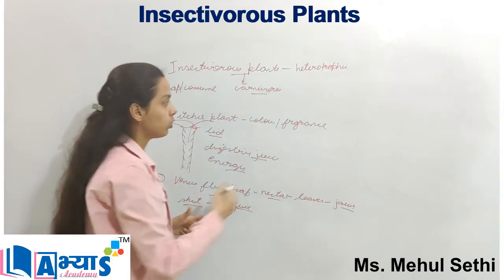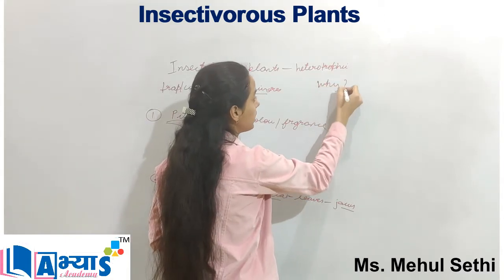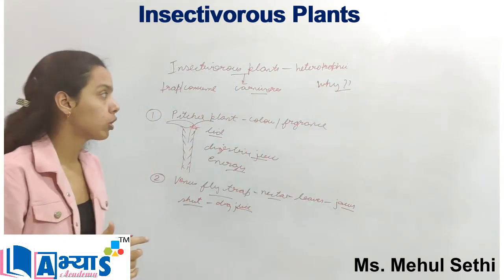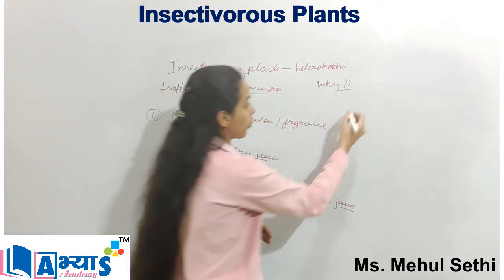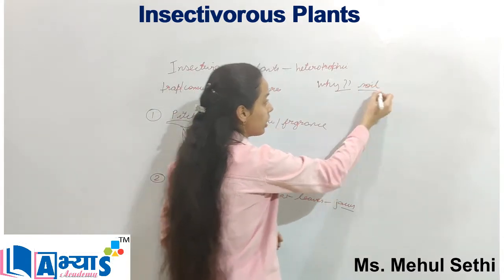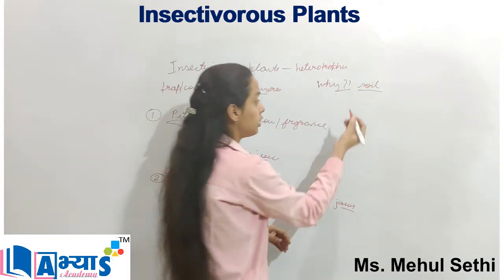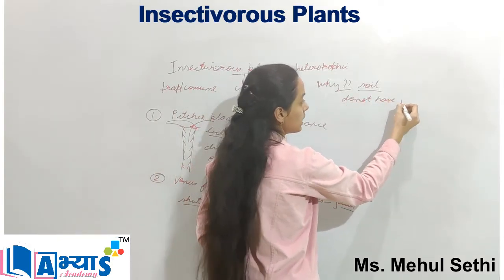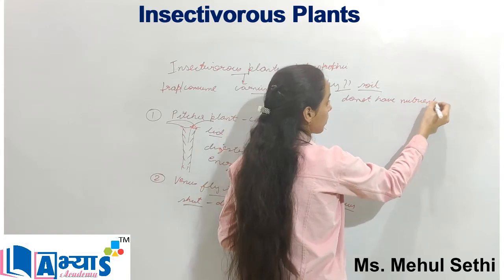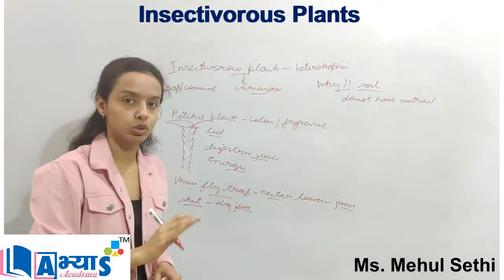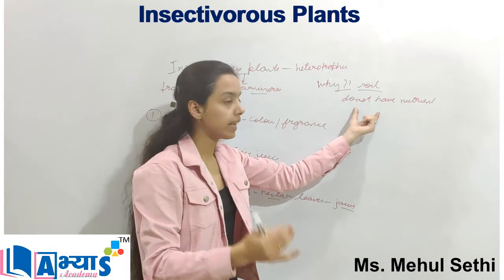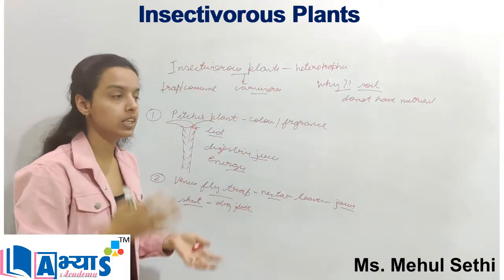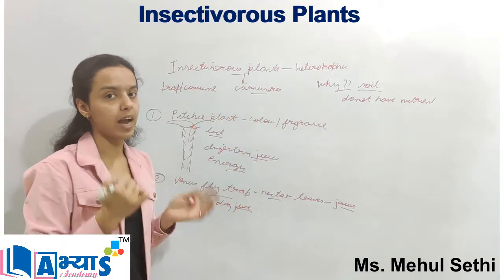Now you should also know why insectivorous plants consume insects. Because these plants grow in soil which lacks certain nutrients. So because they want to gain these nutrients from somewhere else, they trap the insects in the atmosphere.